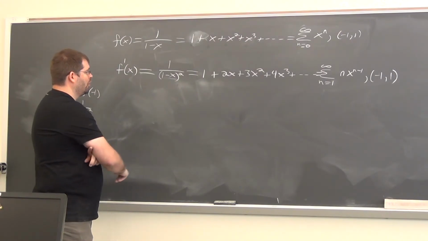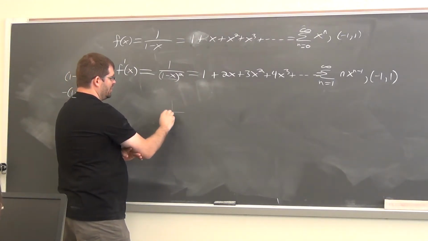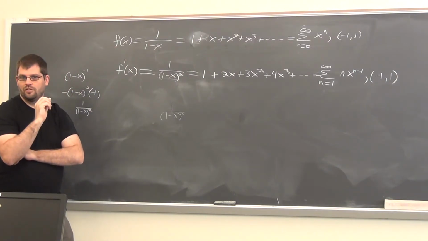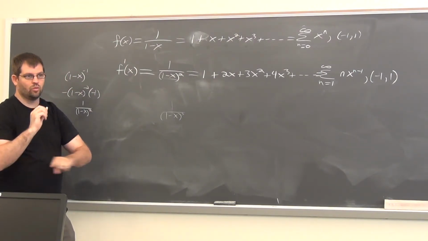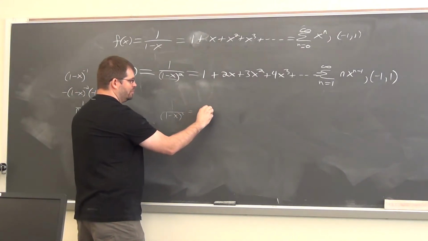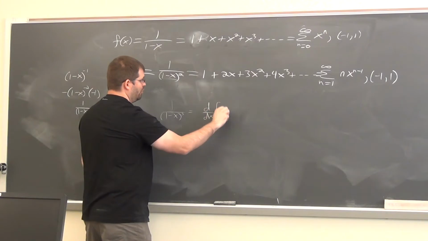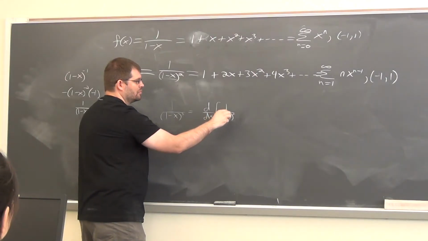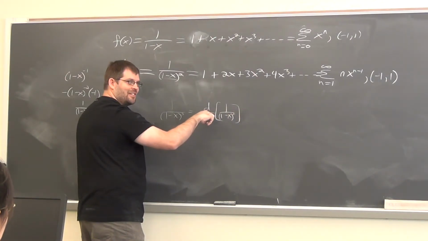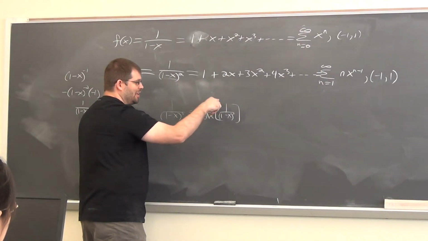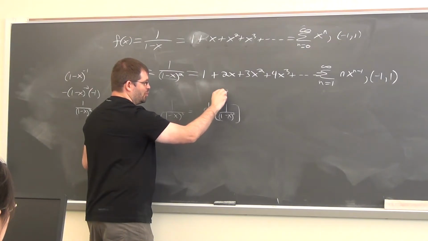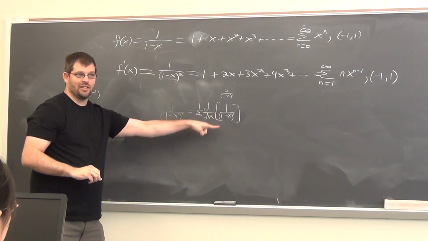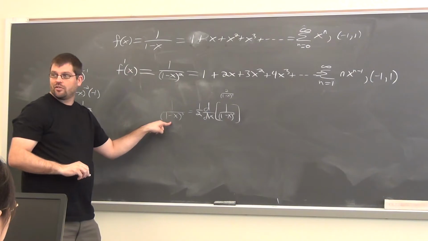What if you wanted a series for, I'm not going to do it, but if we wanted a series for 1 over 1 minus x cubed, what might you do? It's not quite right, because what's the derivative of 1 over 1 minus x squared? It's actually 2 over 1 minus x cubed, and so you'd have to put a 1/2 out front. But you can find a series by taking the derivative, and then you just multiply by 1/2, and there's a new series for this guy.